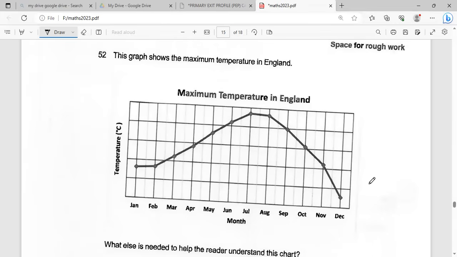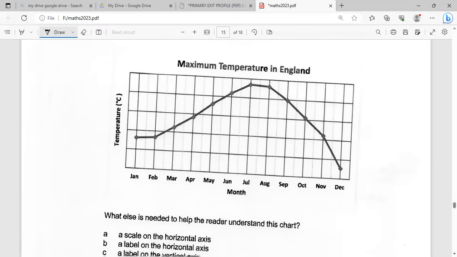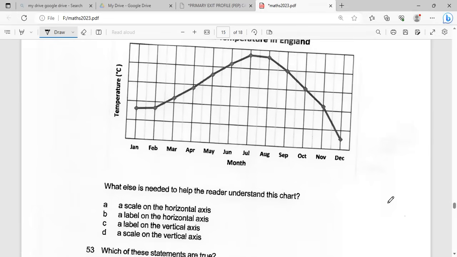All right. The graph shows the maximum temperature in England. But it doesn't say which temperature, so how am I going to know? The question asks what else is needed to help the reader understand. A label on the vertical axis, which is the y-axis. Yeah, because I don't know what temperature it is showing.